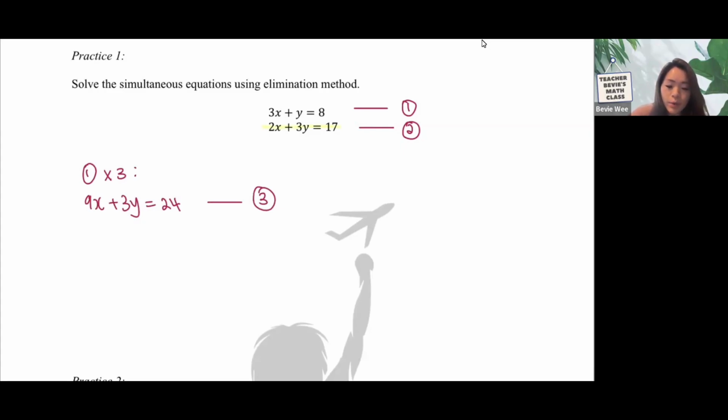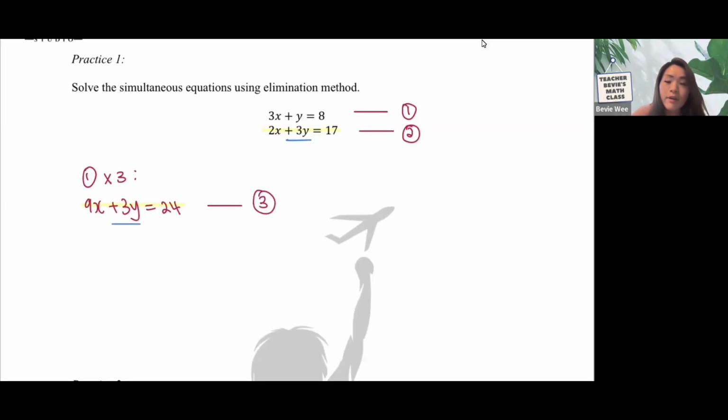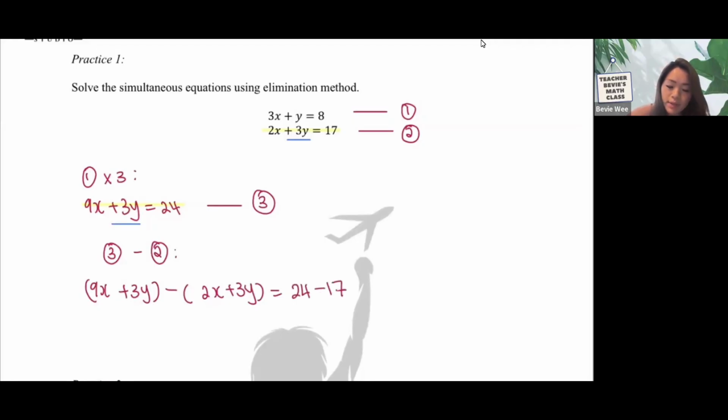Next, we will compare equation 3 and equation 2 because they have the same coefficients for the variable y already. So this 3y over here, they both have the same sign because they are both positive. If they have the same sign, meaning we will subtract them, and it doesn't matter whether it is equation 2 minus equation 3 or equation 3 minus equation 2. So I'm going to go with equation 3 minus equation 2, which gives me (9x plus 3y) minus (2x plus 3y). Don't forget about the brackets, equals 24 minus 17.